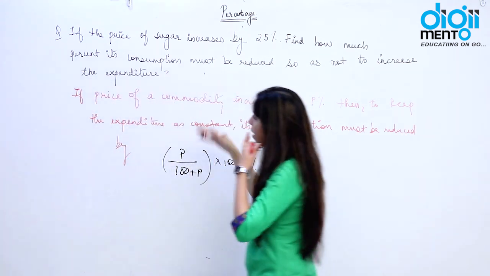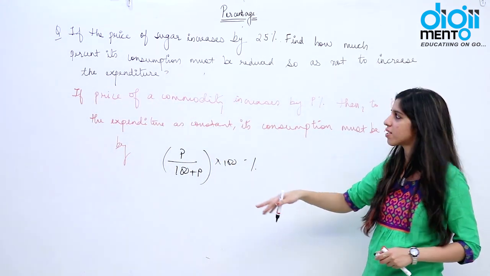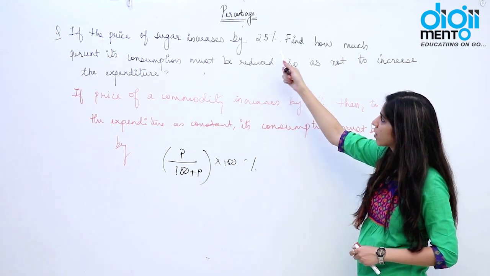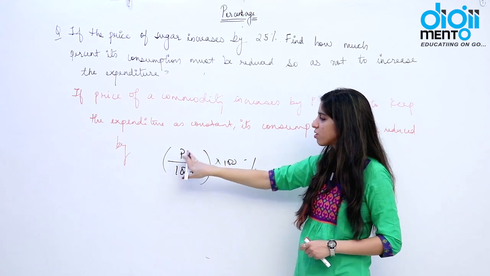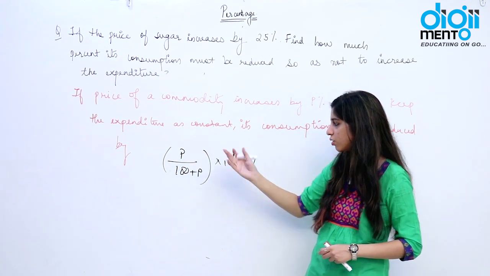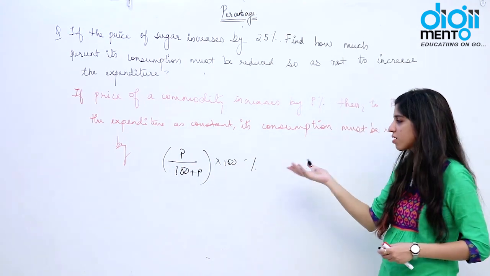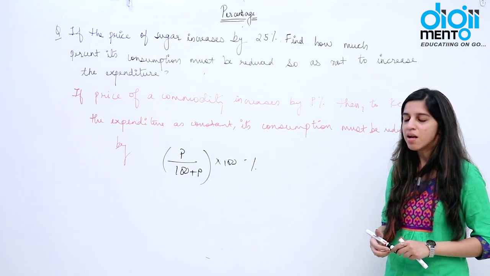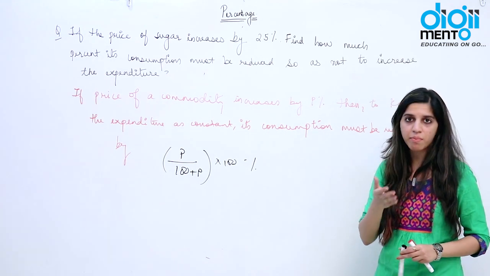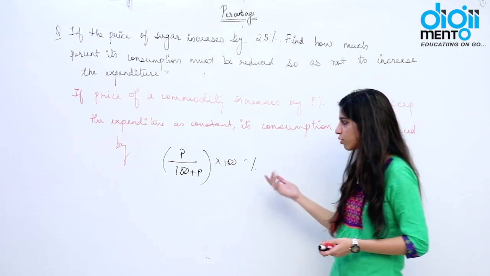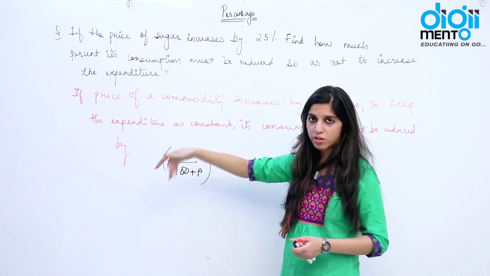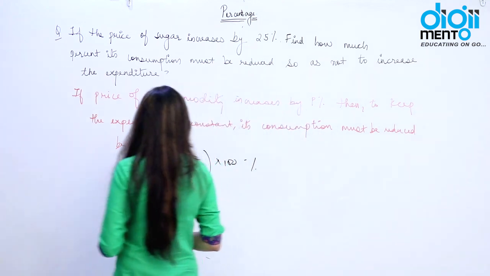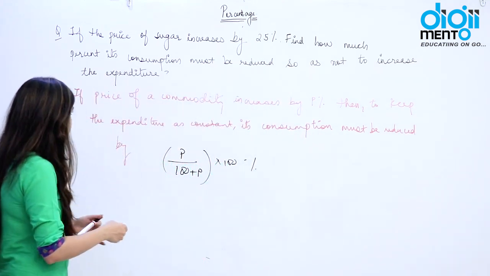Fine. If you just put the values in this formula also, you are going to get the same answer. If the price of sugar increased by 25%, here the value of P was 25. If you put it in this, 25 by 125 into 100 is also going to give you the same answer, that is 20% only. So people who can remember formulas very well can just remember this formula, and for others I have already told you the shortcut. Fine.